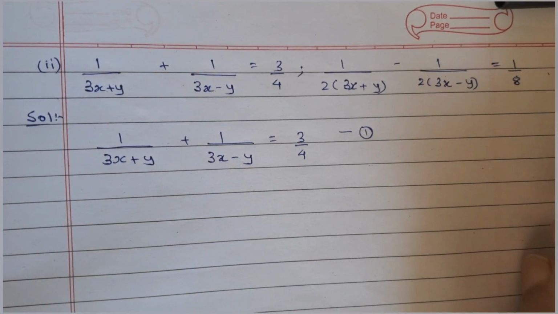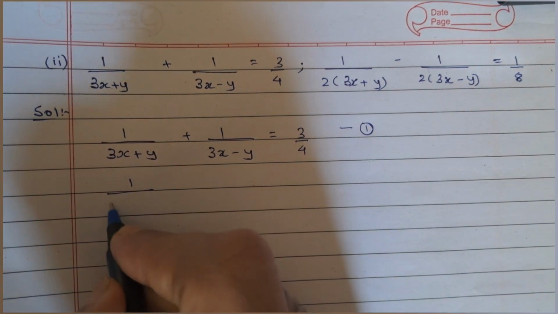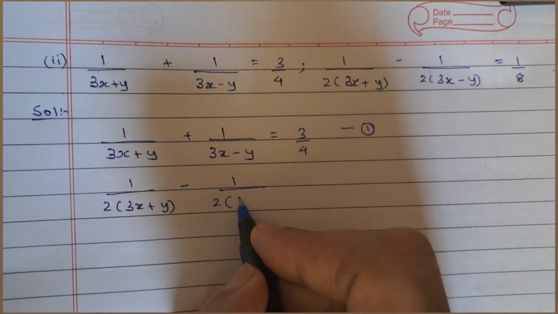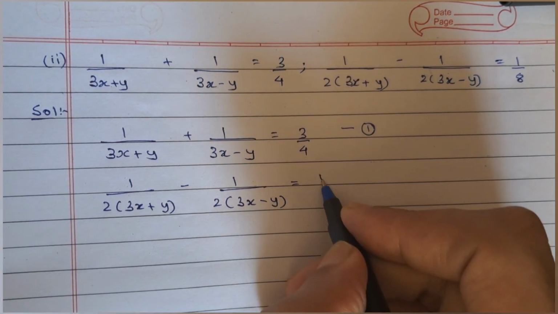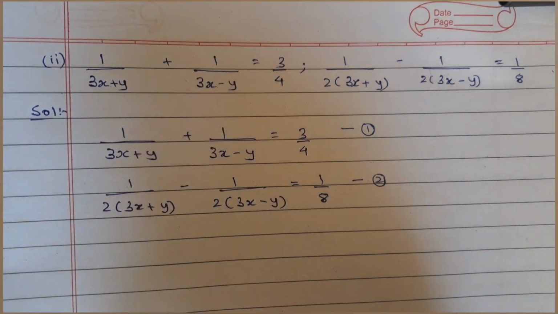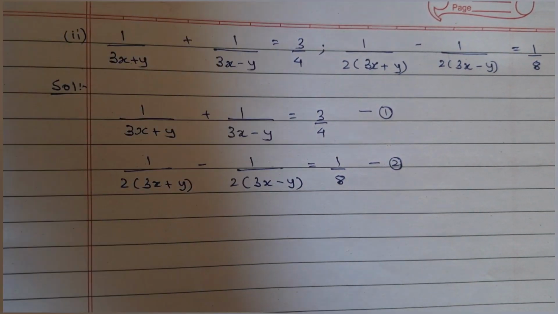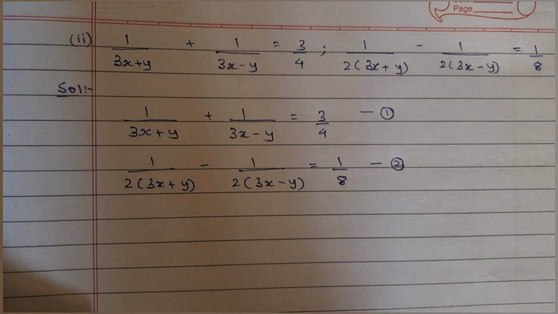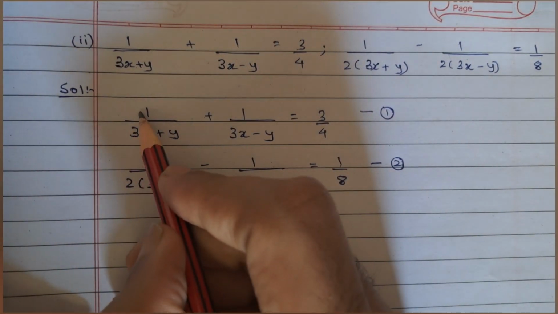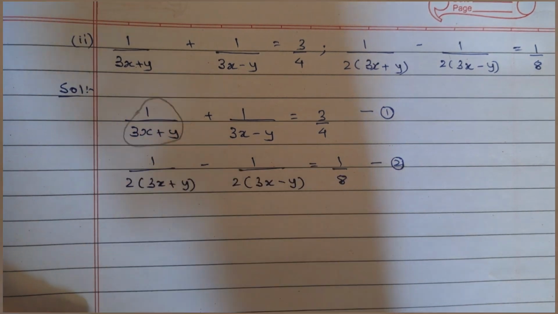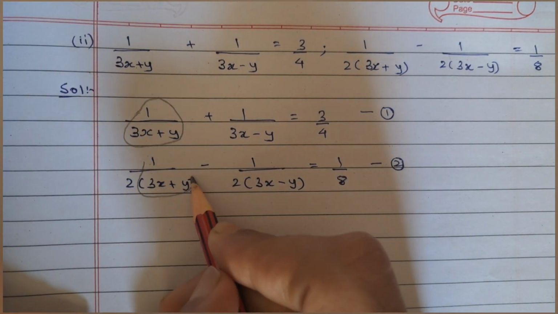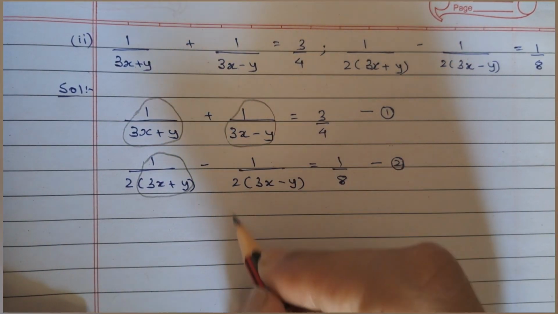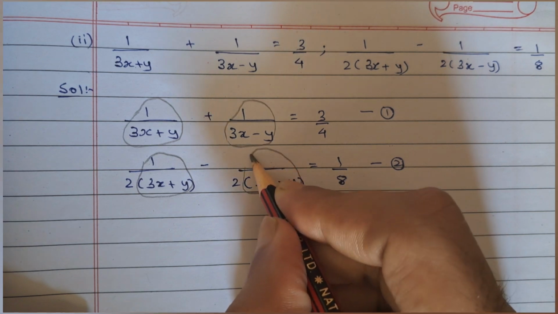Then let me pick up the next equation just beside that. It will become something like 1 upon 3x plus y minus 1 upon 2 times 3x minus y is equal to 1 upon 8. I'm numbering it as 2. Now, as we did for the last sum, we need to focus on both equations and identify what looks very much the same in both. If you look at the term 1 upon 3x plus y, you can see the same 1 upon 3x plus y over here, isn't it? Similarly, 1 upon 3x minus y, you can see here also.